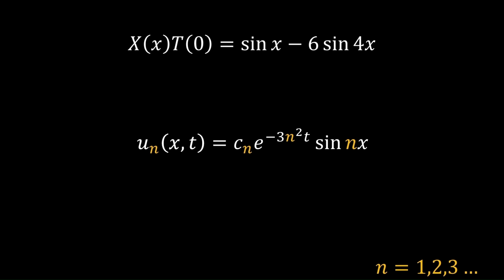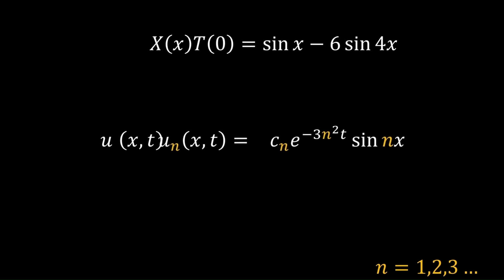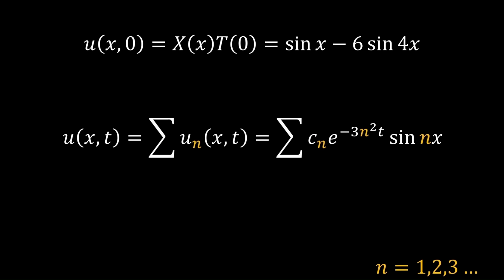At this point, we need to mention an important property of linear differential equations. If we have multiple solutions to our linear differential equation, all linear combinations of the solutions are also solutions to the linear differential equation. So we could essentially just write the solution as the sum of all eigenfunctions over all values from n equals 1 to infinity. And this would be the general solution to the partial differential equation.